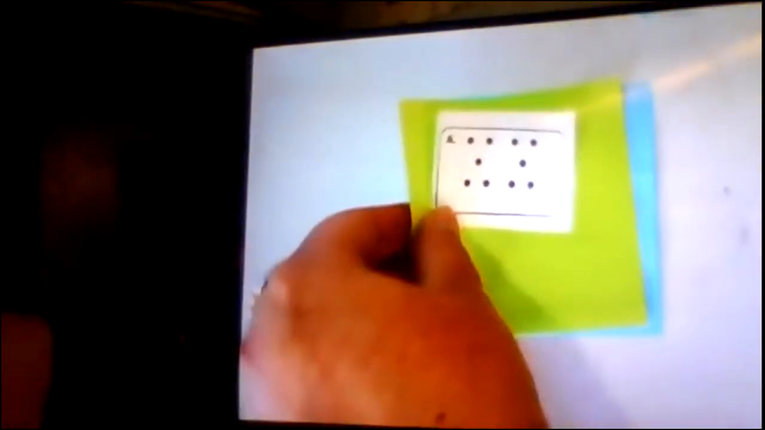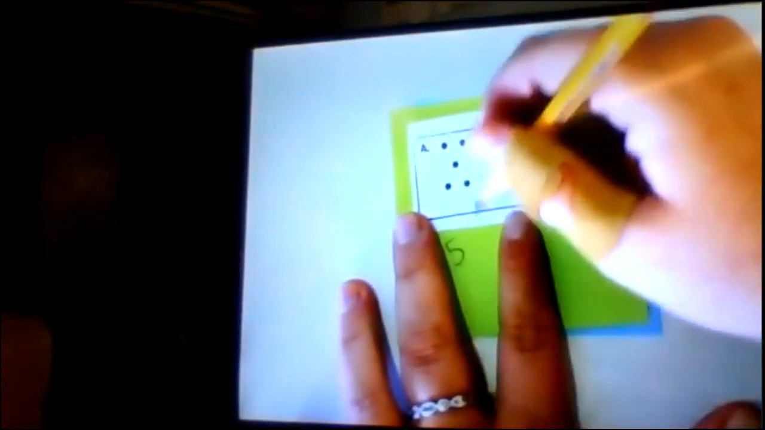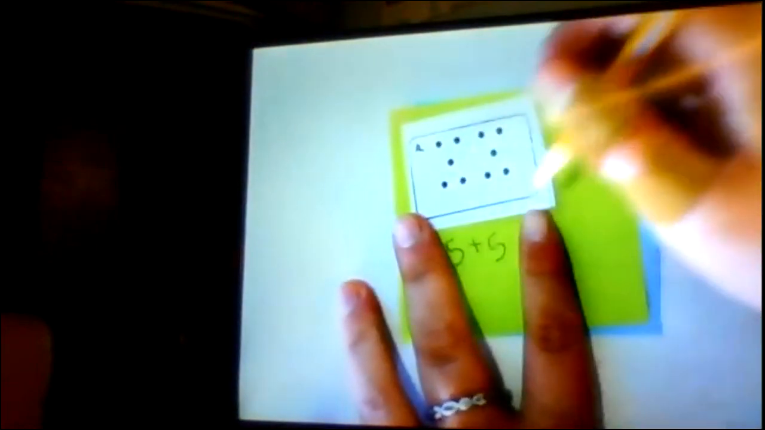Okay. Tell someone near you how many dots you saw and how you saw them. Great. Let's look at this together. When I look at these dots, I see 5 dots in this group and 5 dots in this group. If you saw them in a different way, that is okay. So let's write an equation about how many dots we have. We have 5 in one group and 5 in the other group.